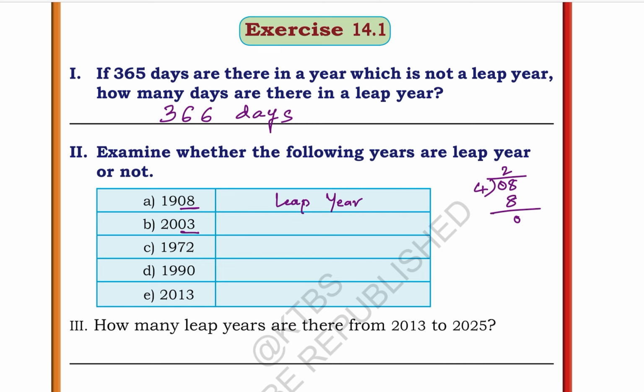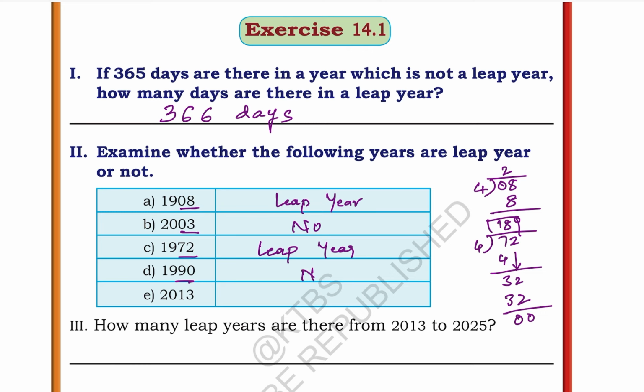2003 is not a leap year. 1972, is it divisible by 4? 72. 4 1s are 4, 3 take 2 down, 32, 8 4s are 32, 0. Answer is 18. 72 is divided by 4 completely. Okay. So, 72 is completely divisible by 4, so it is a leap year.